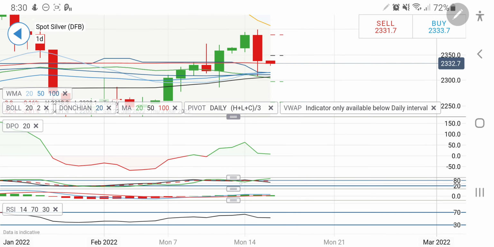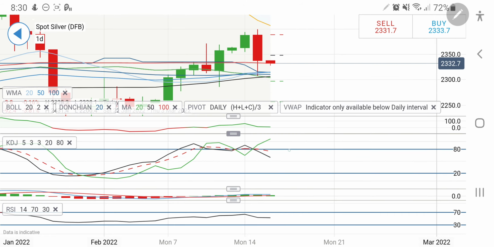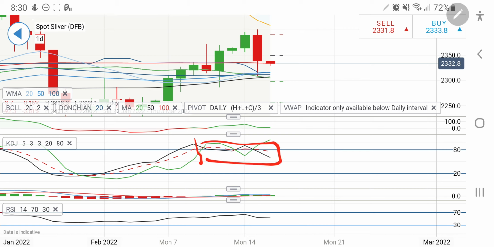Now look at the indicators here. The detrended price oscillator is in green. Look at the daily charts. As I told many a time earlier, it is overbought and it may try to drop. That is what has happened.